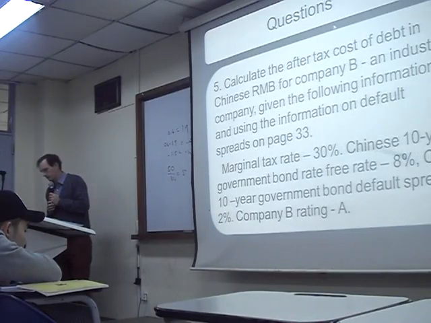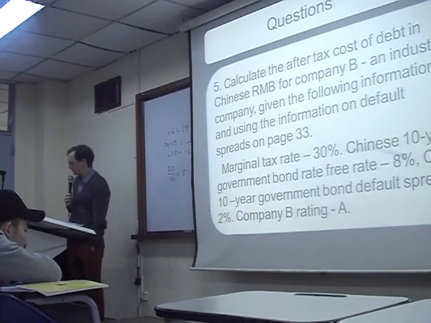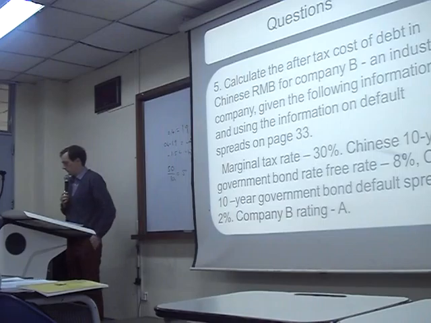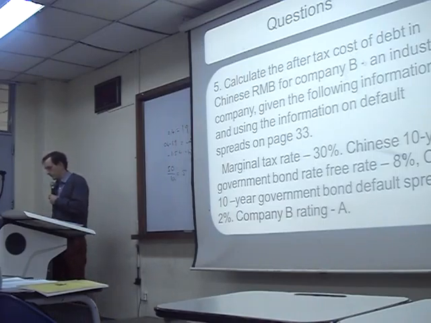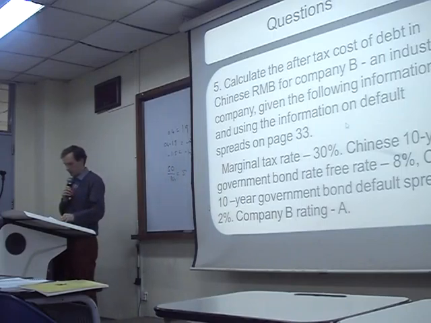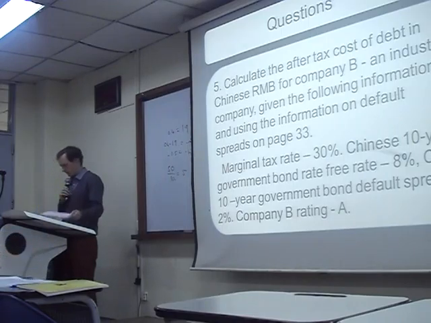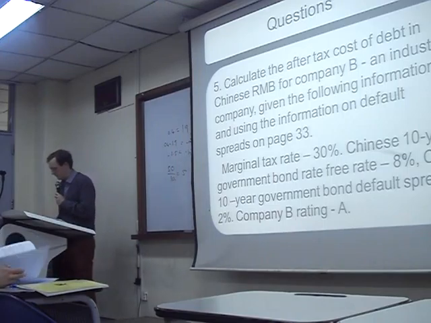Okay, so question 5. Calculate the after-tax cost of debt. Okay, just like you did for your homework. In Chinese RMB, for company B, just the name of the company is B. Okay, it's an industrial company. Given the following information and using the information in your book on default spreads, which is on page 33. Oh, maybe 43, did I make a mistake? Page 38, sorry. Okay, should say 38, not 33.